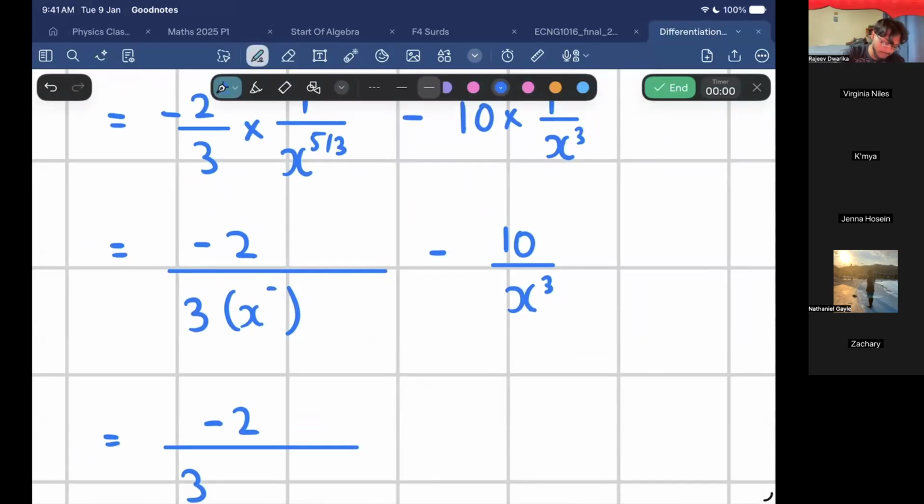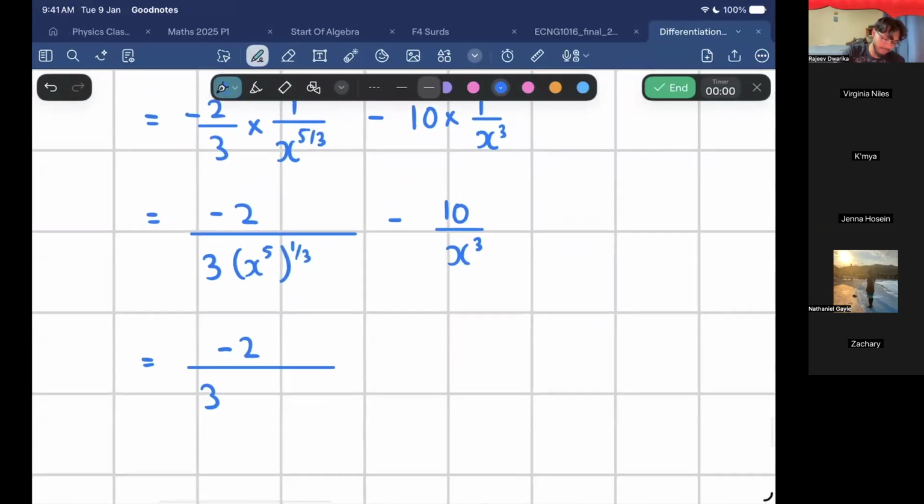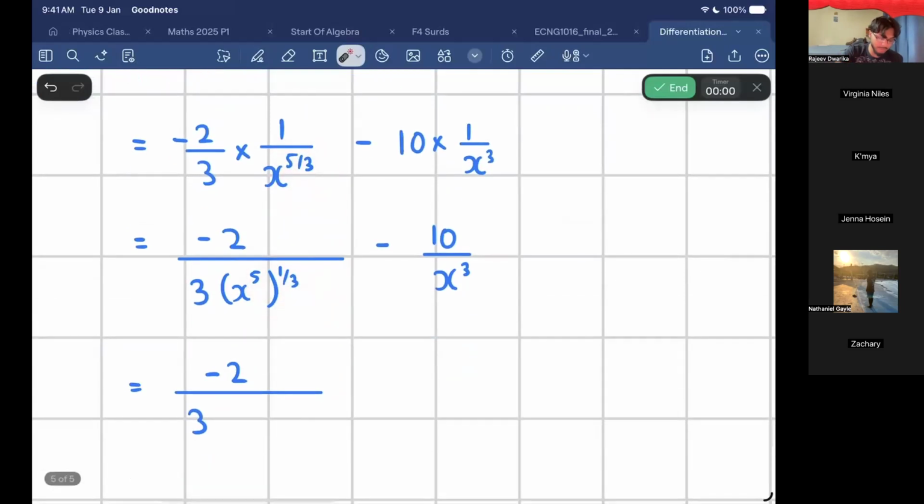So x to the power 5 raised to what power? Power a third, right? Come on, do you understand that both would give me 5 over 3? 5 to the power a third is 5 over 3. Yes, sir. Jenna, Zachary, Natania, if you're confused, tell me. No, sir. So a power to a power means you multiply, right? So if I have x to the power 5 to the power a third, that's really 5 over 3.